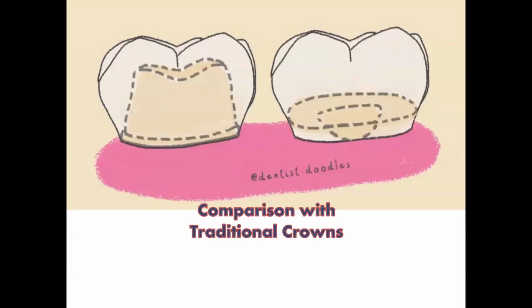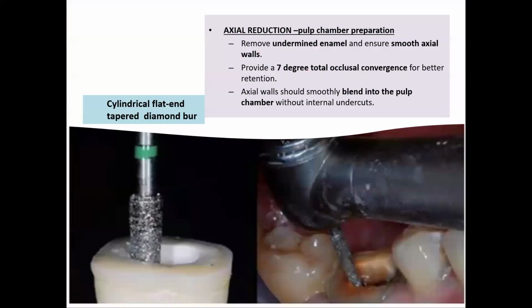So now we have got an idea of the beginning picture which I showed you, a comparison between the normal traditional crowns and the endocrowns. When you think about giving an axial reduction, because you have to do an axial reduction, right, for that you have to use a cylindrical flattened tapered fissure bur that is used to prepare the pulp chamber. Because the core part will be going inside the pulp chamber, which has an adequate depth of 3 to 4 mm. So, remove the undermined enamel and ensure a smooth axial wall.